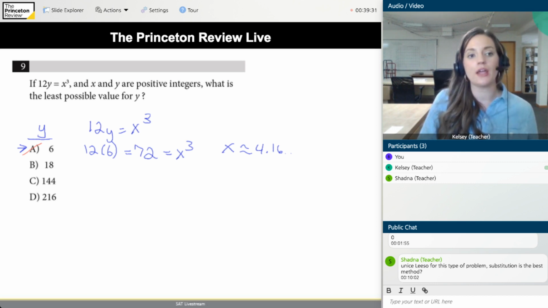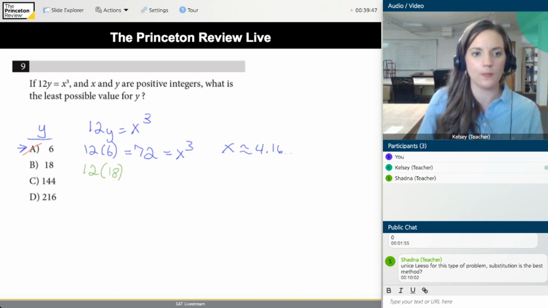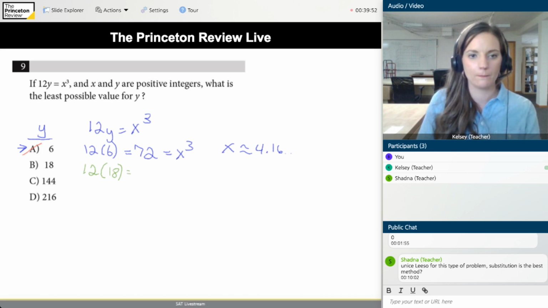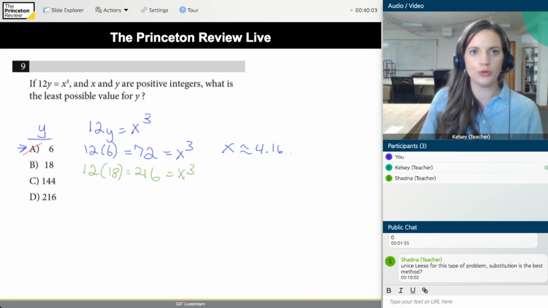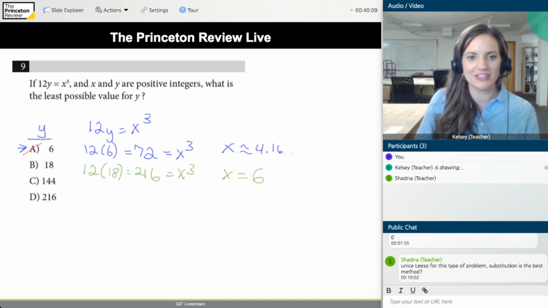So if B is right, then y is equal to 18. Let's see if that gives us x and y as positive integers. So we're going to look at 12 times y, or 12 times 18. And that's going to give us what? That's going to give us 216. And is that equal to x cubed? Well, if we do the cube root of 216, that's going to give us a value of 6. So x is going to be 6.